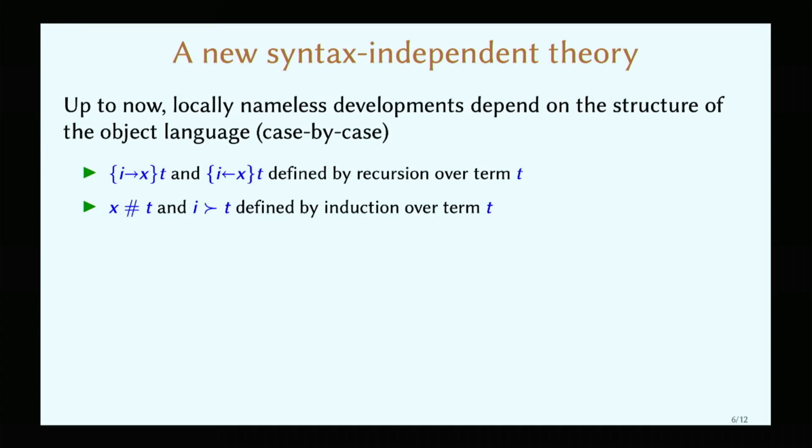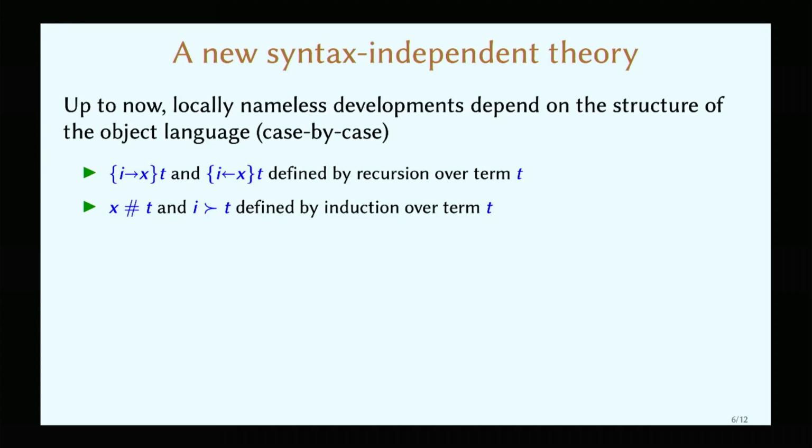So up to now, if you were going to do a locally nameless development, you'd have your object level language, the programming language you want to prove things about, and unless you had some tool support, which I'll mention a bit later, you develop the infrastructure case by case according to what your language is. So the opening and closing operations would be defined by recursion over the structure of the terms, and the freshness and local closedness relations would be defined by structural induction over the terms.